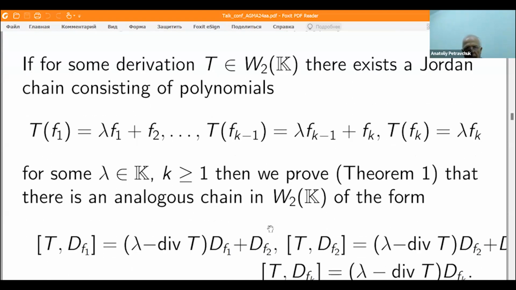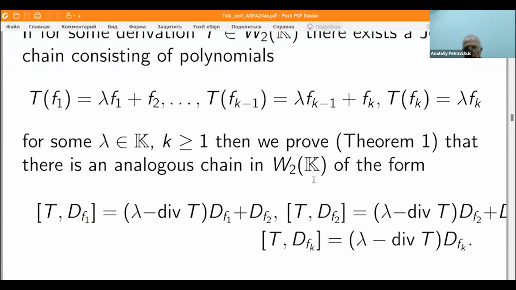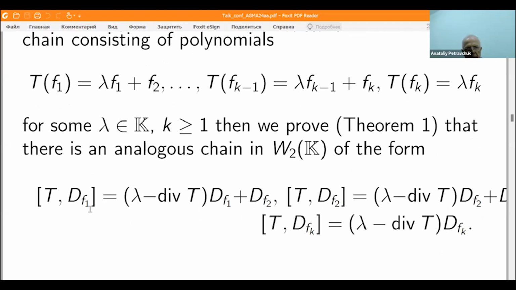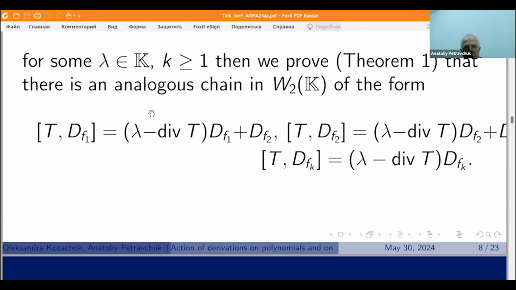Then we prove Theorem 1 that there is an analogous chain in W_2(K) of the form t(D_f1) equals (lambda minus divergence t) D_f1 plus D_f2, and so on. So we see that such a Jordan chain gives us another Jordan chain, but for derivations. Here we have a Jordan chain in the ring of polynomials. Here we have a Jordan chain in the Lie algebra W_2(K) with such eigenvalues lambda minus divergence t.